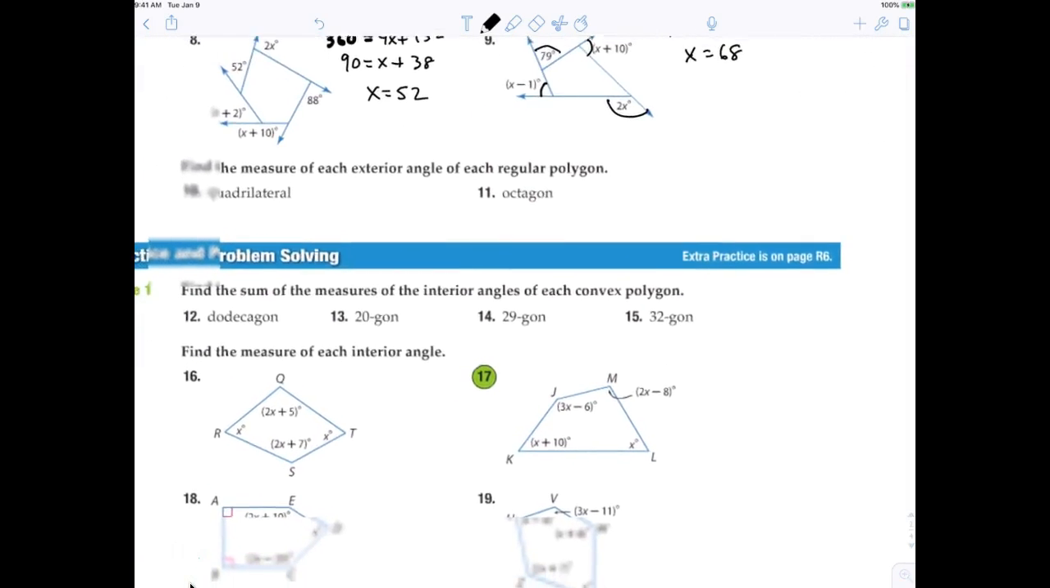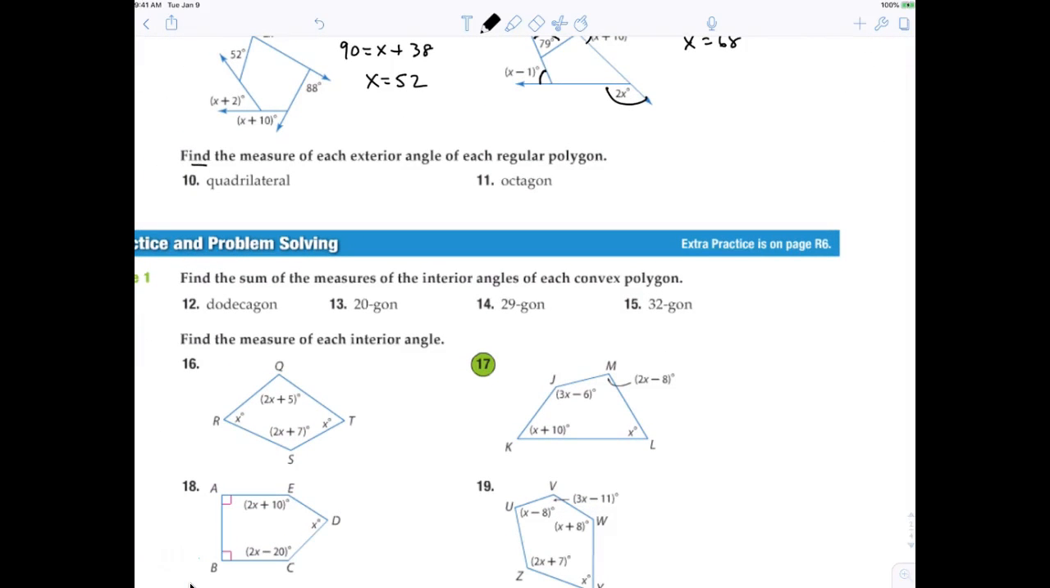Now, here we go. It says, find the measure of each exterior angle. Now, again, it's regular, right? So all we have to do is take 360 and divide it by the number of sides. So number 10, it would be 90, and then 9 degrees and 45 degrees.